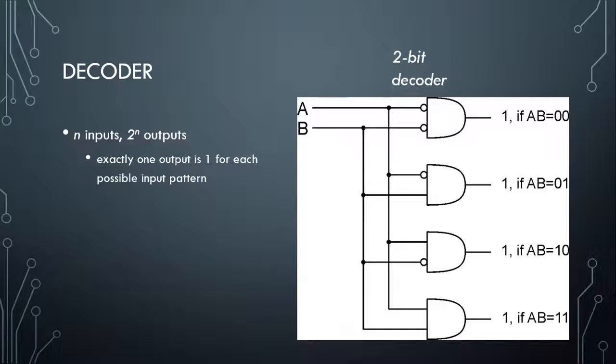Now, what if I had 3 inputs? How many possible outputs would I have? Well, let's do the math. 2 to the power of 3 is 8. That means I have 8 possible outputs. If I had 4 inputs, I would have 16, etc., etc.